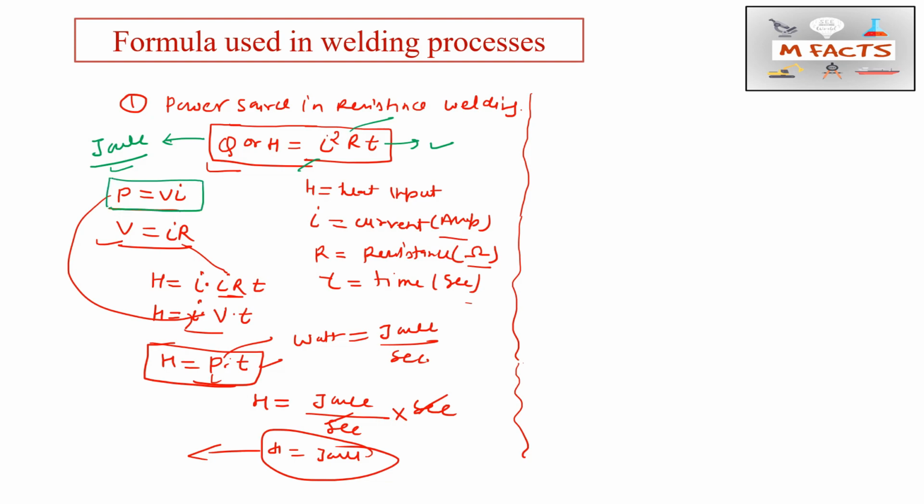We need not remember these formulas; these are very basic, and I know you also know these formulas. This is the important formula, but this is the helping formula that can be used for the unit purpose. So this is how we understood that H is equal to I squared into R into T. These are the units we need to remember. In these units only we will put the values, and we will get H in joules. This is one type of formula that is used in resistance welding.